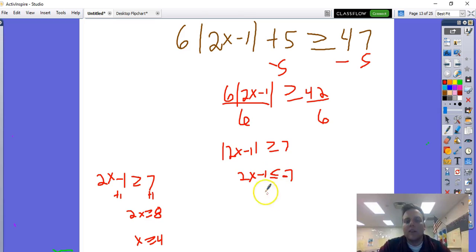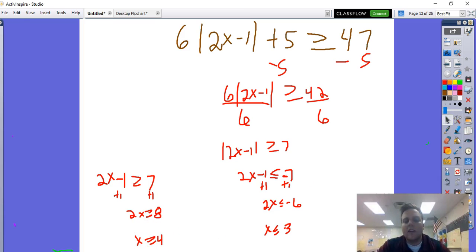Alright, so now I want to solve for x here, so I'm going to start by adding 1. Adding 1, so I have 2x is less than or equal to negative 6. Then I want to divide both sides by 2, so I get x is less than or equal to negative 3.